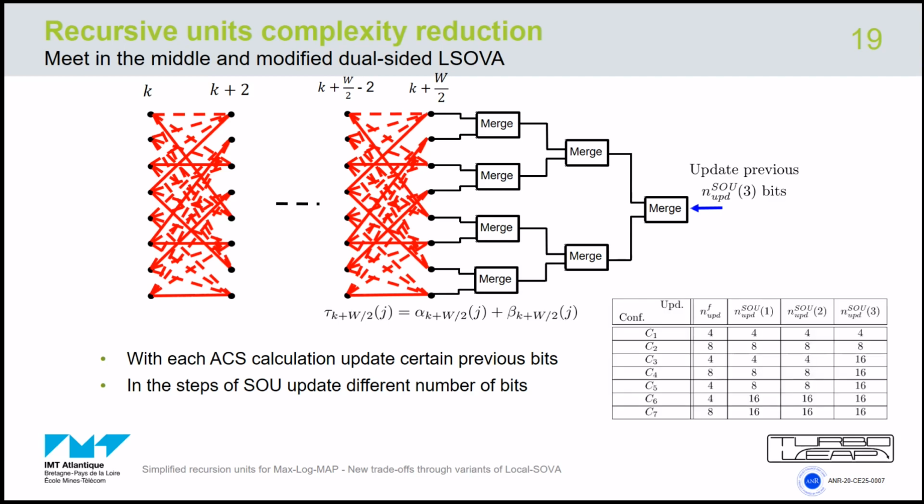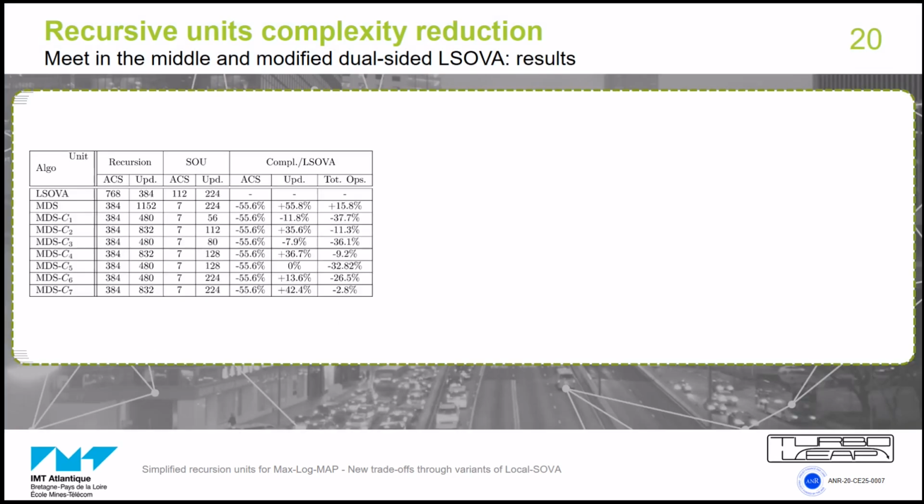In this algorithm, different configurations can be studied. These configurations differ in the number of updates performed during the recursive calculations and in the SOU unit. In this example, we show the different configurations when considering a decoding window size of 32. The values of n are tested with 4, 8, and 16. Obviously, these different configurations will result in different complexity reductions when compared to the local-SOVA.